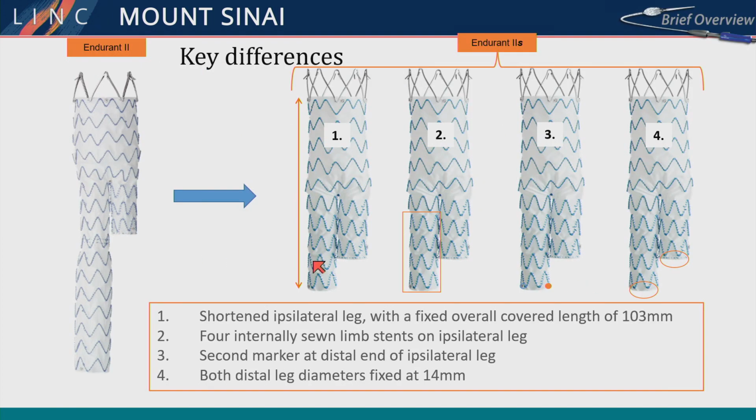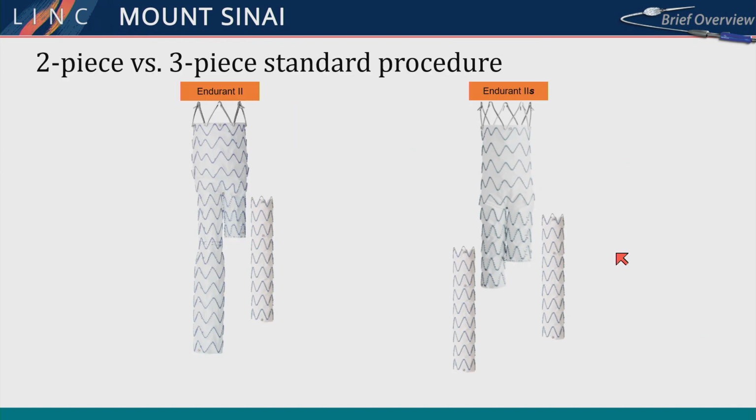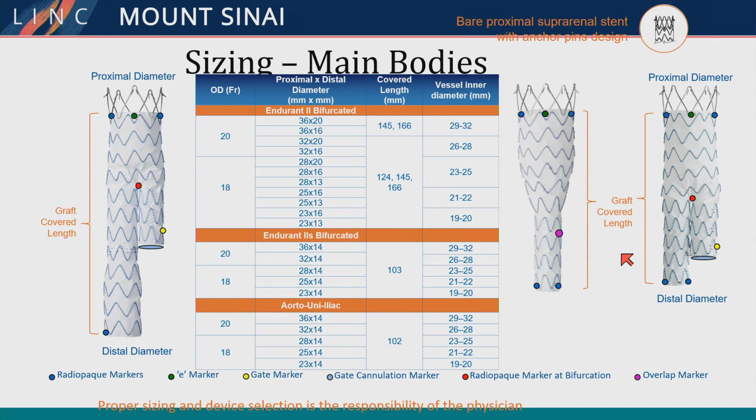With Endurant, you have two configurations, Endurant 2 and the Endurant 2S, which is the main device currently being used. The length from the top of the device to the bifur is fixed at around 5 to 5.5 centimeters. So you don't have that flexibility in terms of the main body length, but this allows a lot of flexibility in terms of iliac length determination. So these are some of the sizes, and again, the sizing sheets will have all this information.